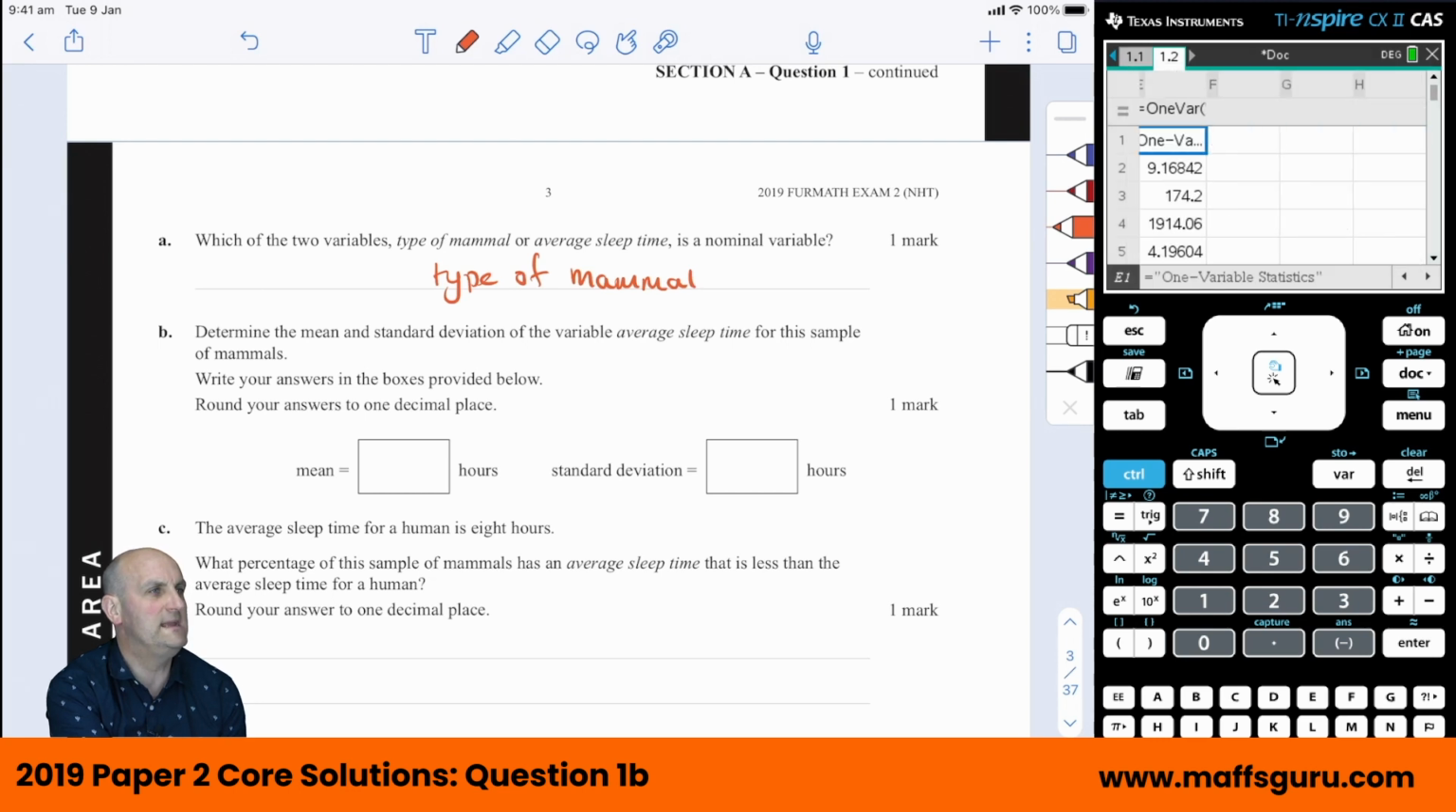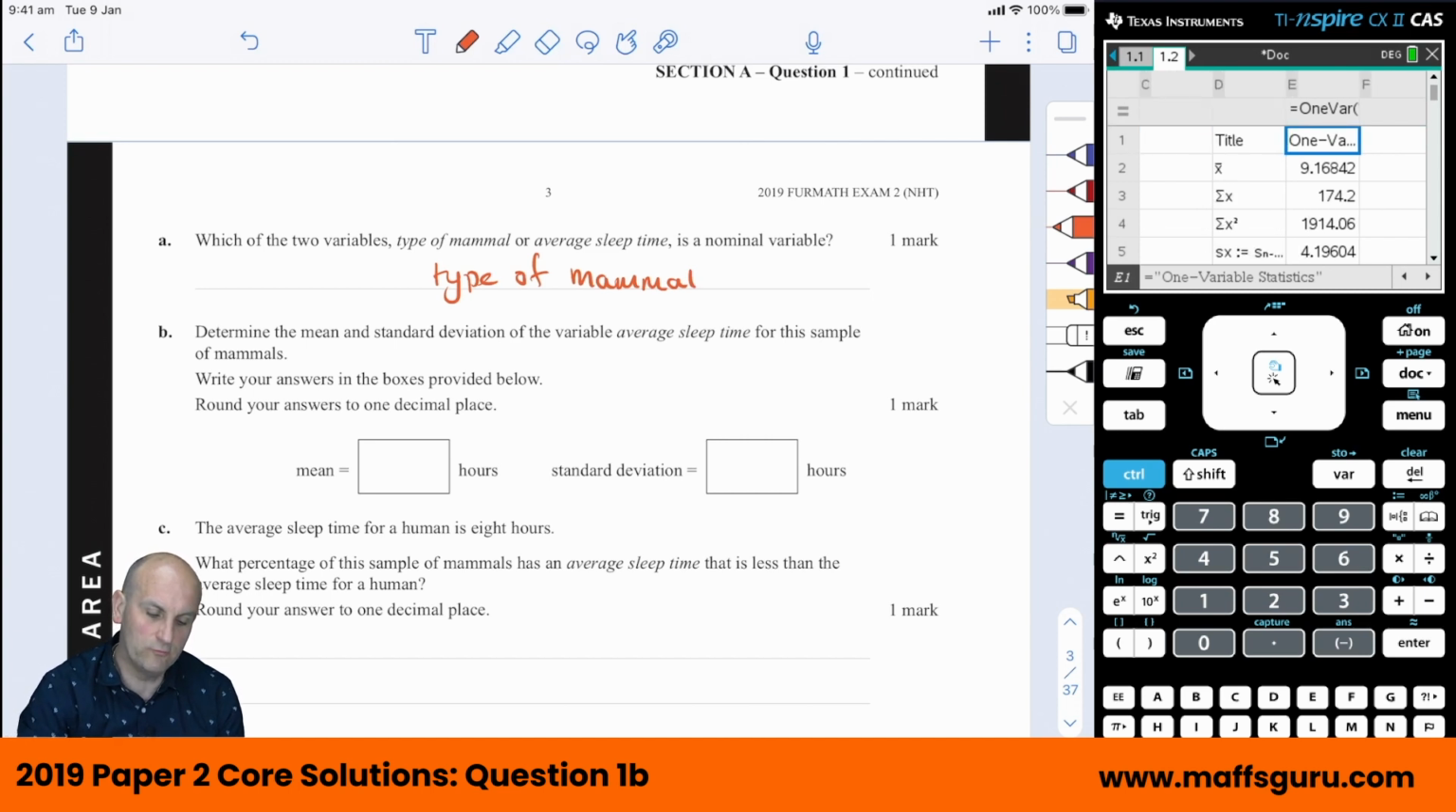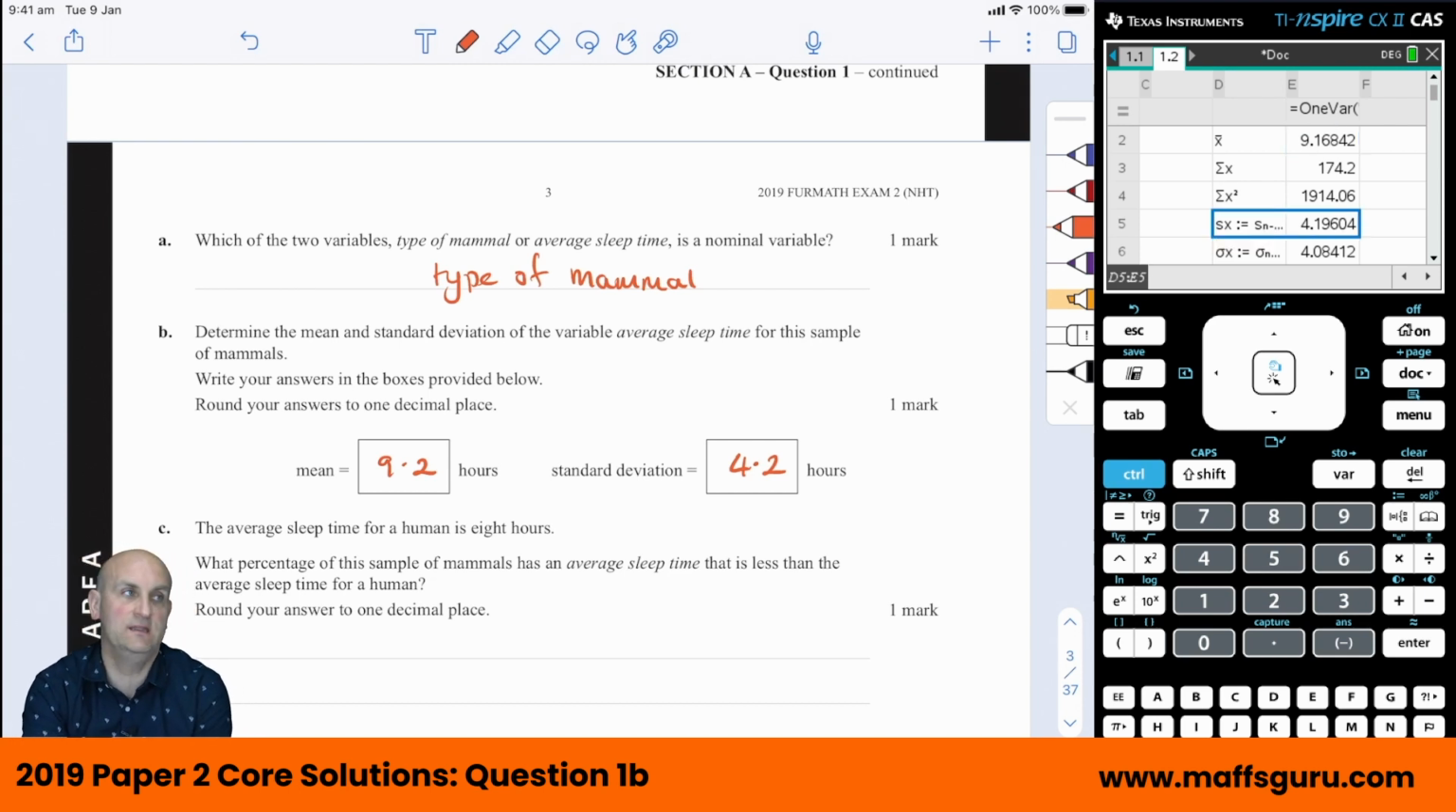So our mean is 9. What does it want? Round your answers correct to one decimal place. So 9.2 for my mean, and my standard deviation is 4.2. Again, always make sure that you use this sx, the standard deviation there, because that's the one that we use.